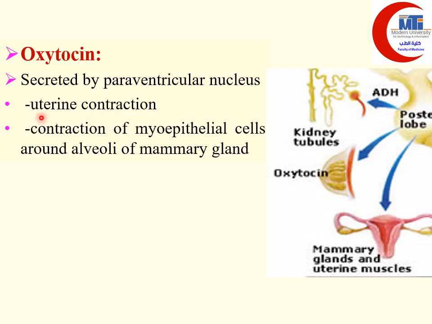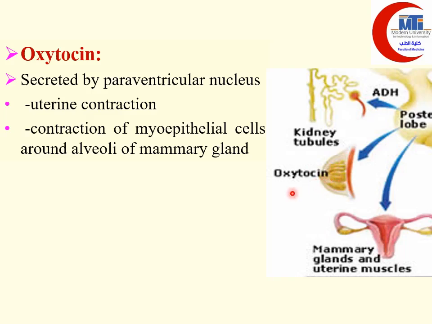This hormone stimulates the uterine contraction as occurs in labor, and also it causes contraction of myoepithelial cells around alveoli of the mammary gland. Uterine contraction and contraction of myoepithelial cells around alveoli of mammary gland. This causes milk ejection during lactation.